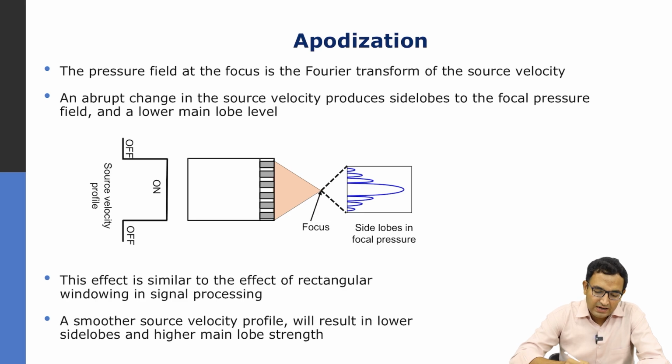For that I need a smoother velocity profile. I think in signal processing you may have studied windowing, windowing a signal using a smooth window such as a Hamming window, Hanning window, Chebyshev window, etc., to reduce the side lobes. The same thing we can do here: we need a smoother source velocity profile to reduce the side lobes. How will we do that?